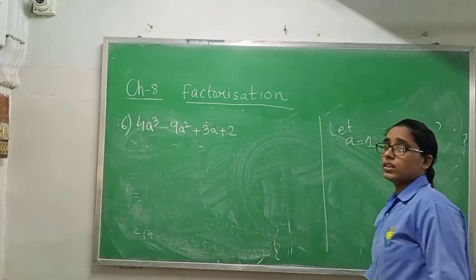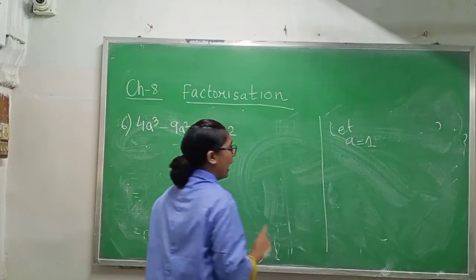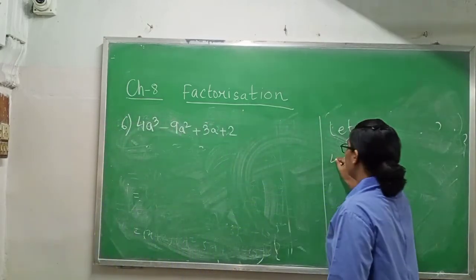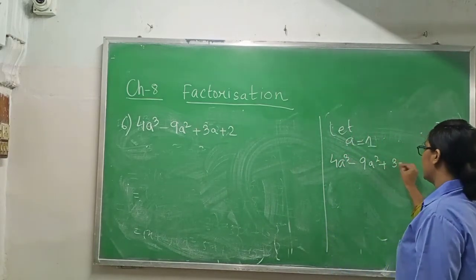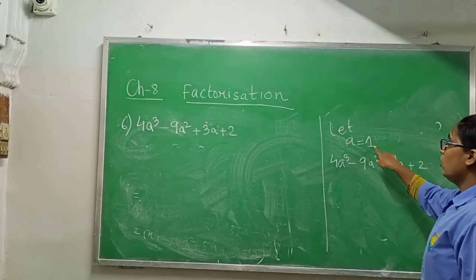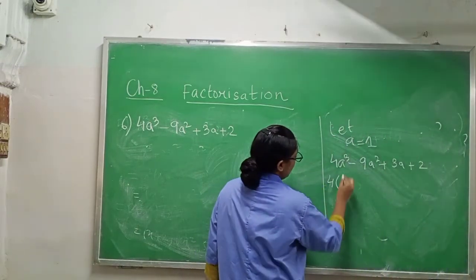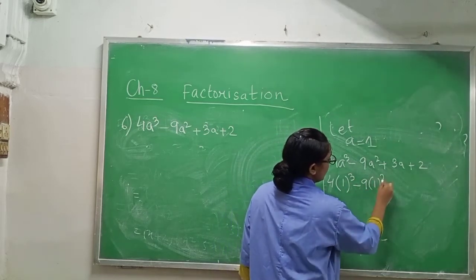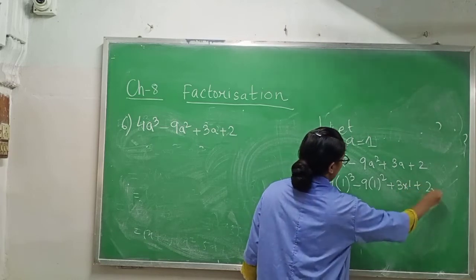You will always start any variable value from 1. So a equals to 1 you will write. After this, whatever question is given to you, you will write that question in the rough: 4a cube minus 9a square plus 3a plus 2. After this you will put a as 1 because we are letting a value 1. So a cube means 1 cube minus 9, a square means 1 square plus 3, a means 1 plus 2.